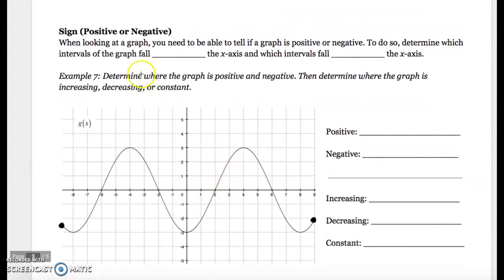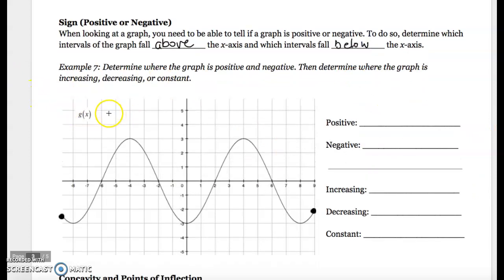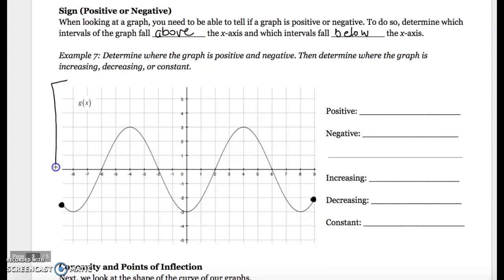Before we do that, though, we're going to throw in another new concept. When looking at a graph, you need to be able to tell if the graph is positive or negative. That's another characteristic of a graph you have to be able to identify. To do so, we determine which intervals of the graph fall above the x-axis and which intervals fall below the x-axis. If you wanted to draw this on your paper, any part of your graph that falls in this section would be considered positive, and any part of your graph that falls in this section would be considered negative. So let's do those with our intervals that we're dealing with here.